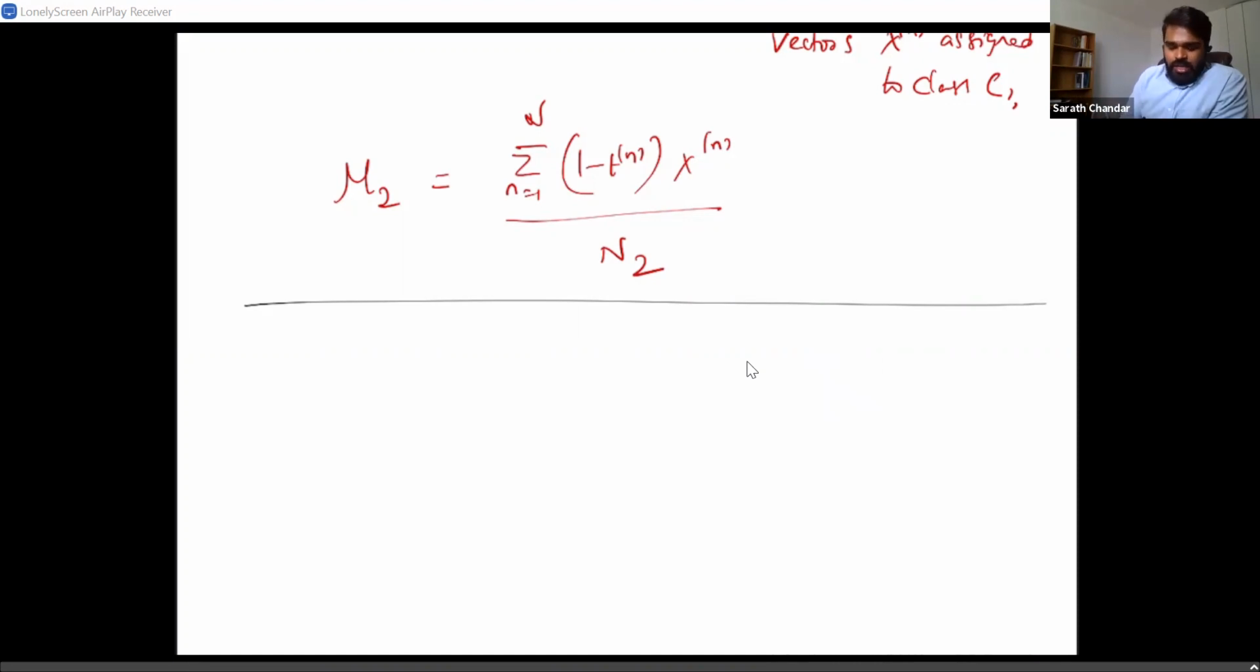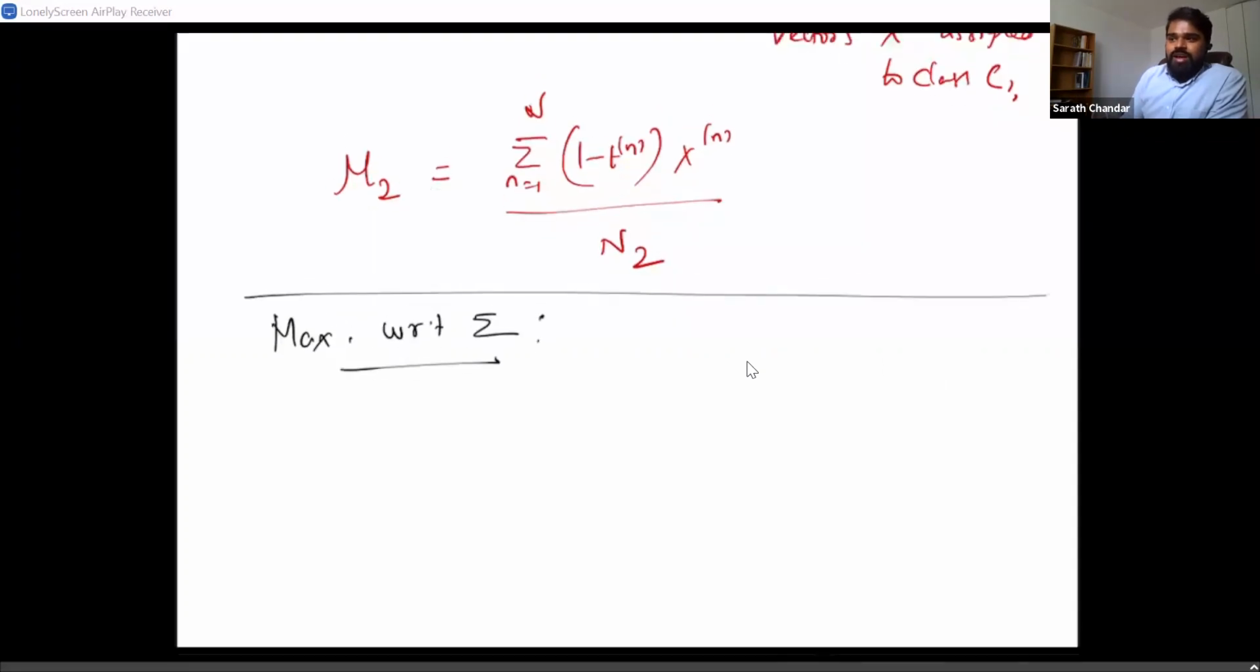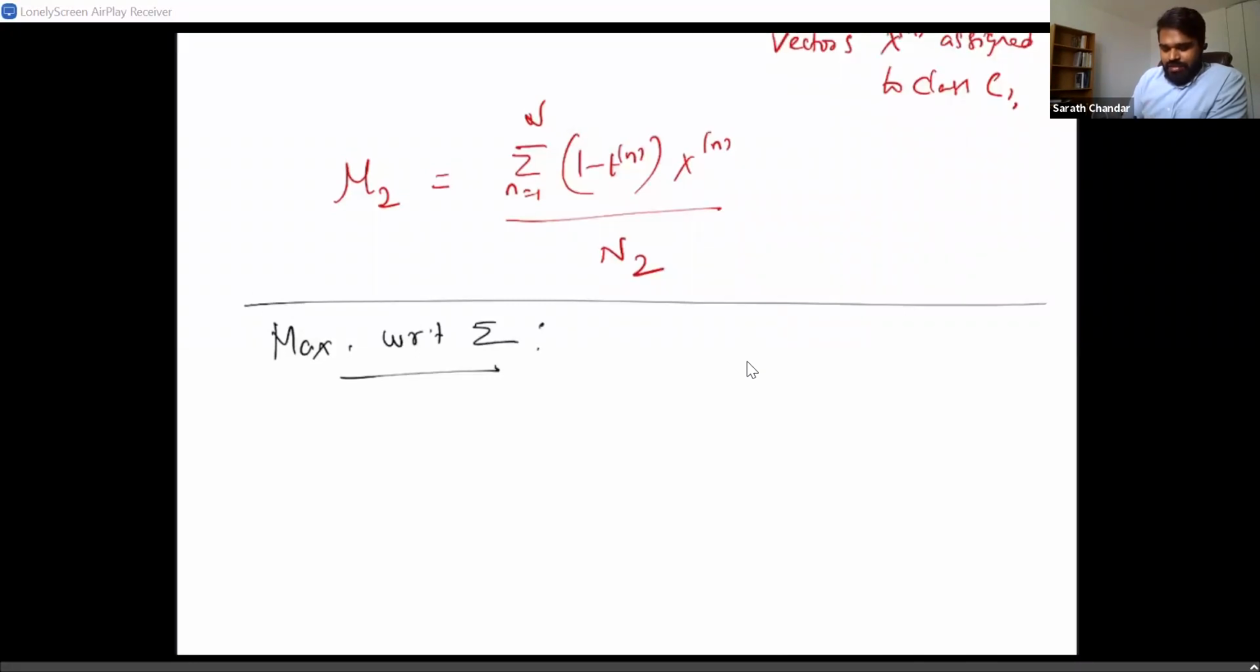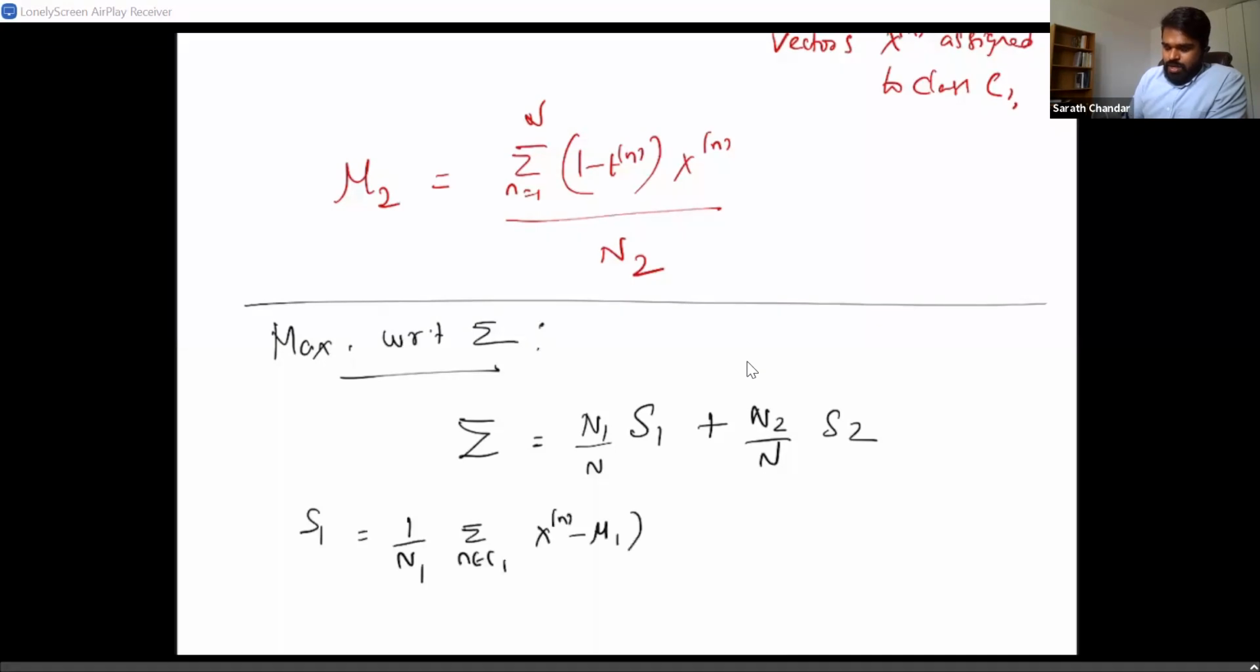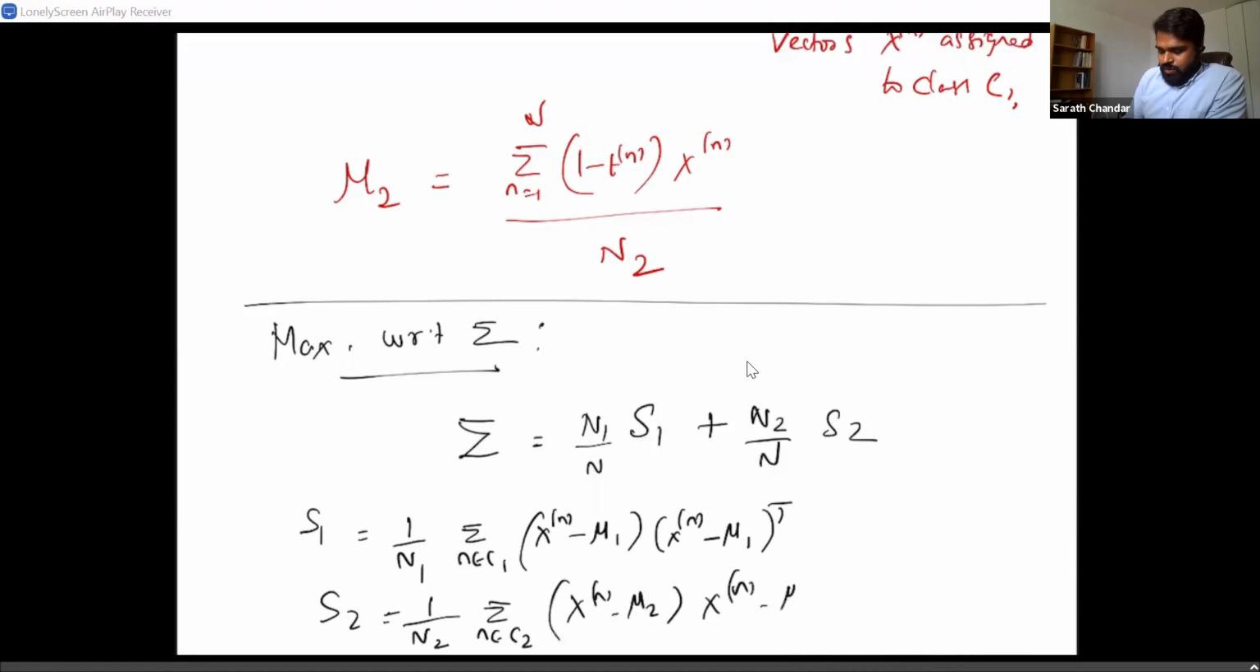Now the only thing left is maximization with respect to sigma, right? Maximization with respect to sigma is a bit more involved. So I would leave it as an exercise, but I would just directly give you the answer. Sigma is given by N1 by N times S1 plus N2 by N times S2, where S1 is the sample variance for class 1. So it's 1 over N1, summation over n belonging to C1, (x_n minus mu1)(x_n minus mu1) transpose. Similarly, S2 is the sample variance for class 2. So it's 1 over N2, summation over n belonging to C2, (x_n minus mu2)(x_n minus mu2) transpose.